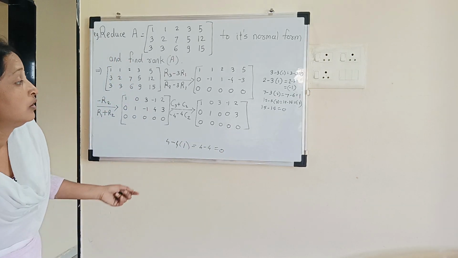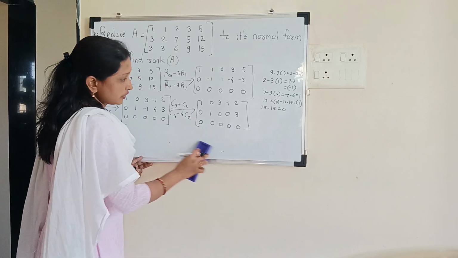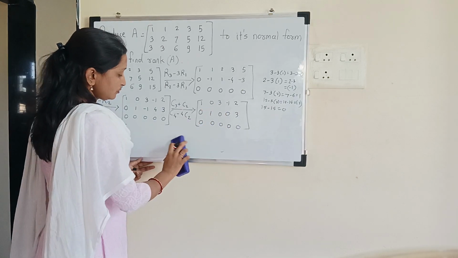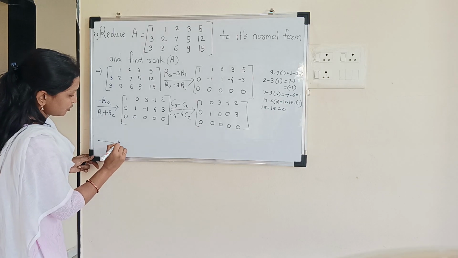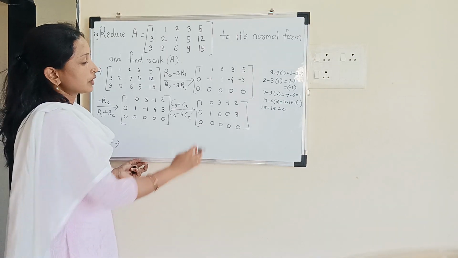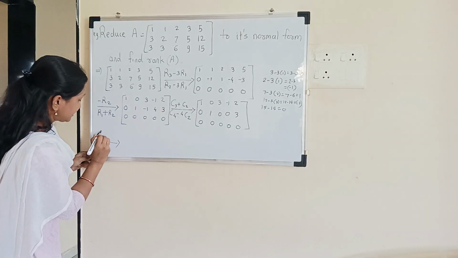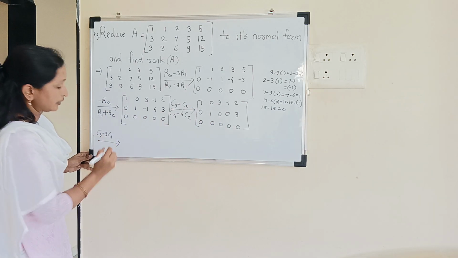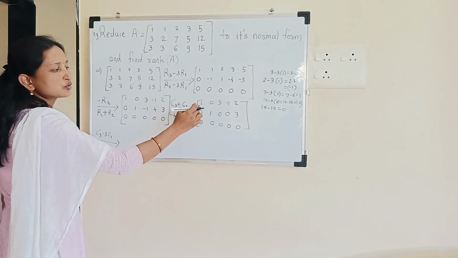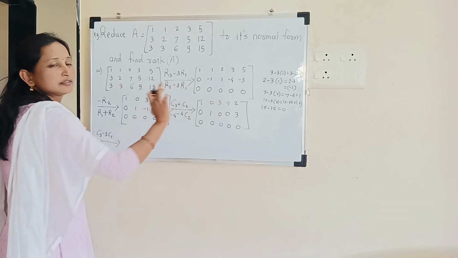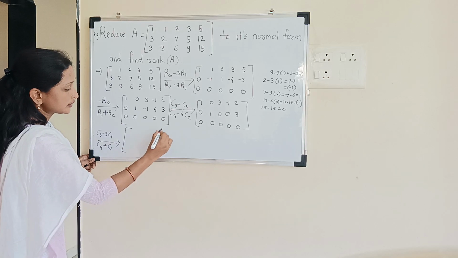Now you can observe that all the entries are converted to 0. Only these 4 entries are remaining entries that we have to convert to 0. So to make this 0 you can use the first column. So C3 minus 3 times C1, this is the first operation. The second operation is you can add the first column to the fourth column, so that 1 minus 1 will be 0. So C4 plus C1, this is the next column operation.